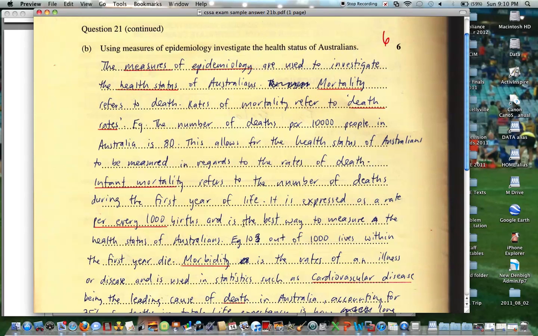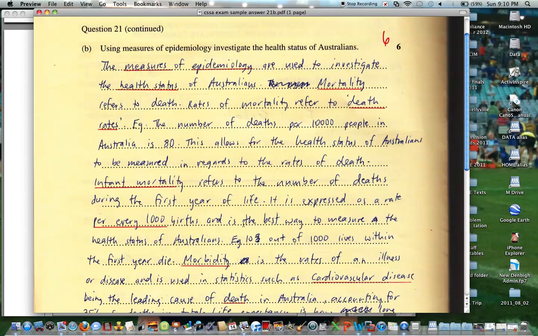As I mentioned before, investigate means that students need to inquire into and draw conclusions about. When we look at this response, if you have a little read of it, this response clearly illustrates conclusions in relation to the health status by inquiring into each of the four areas of epidemiology and reinforcing the conclusion of health status through a clear example for each area. For example, which has been included here, infant mortality is the best indicator of a nation's health status. That's why it's a good answer, because it has gone through the four of them and shown, by drawing conclusions about each of the areas of epidemiology, what impact they have on the health status of Australians.